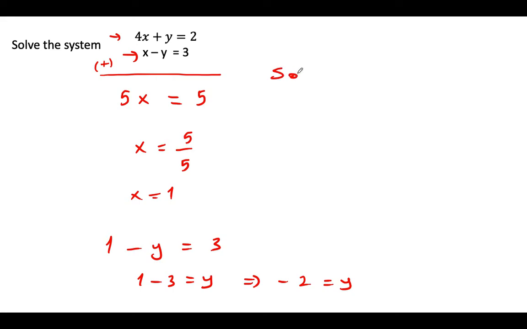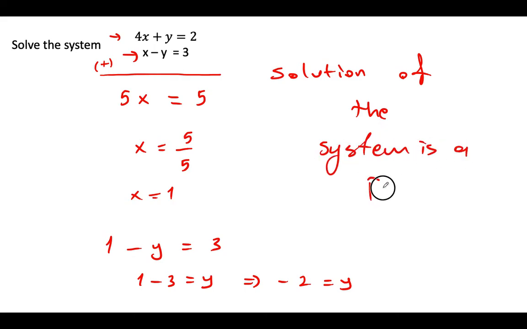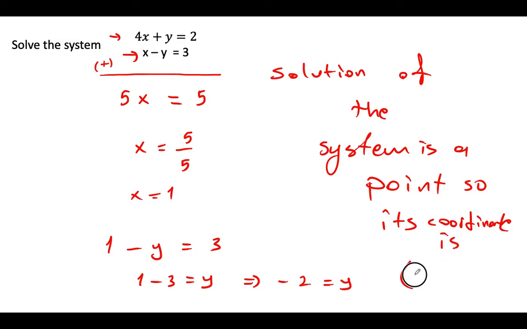So the solution of the system is a point. Its coordinate is x is 1 and y is negative 2. That's it. Now this is by using the elimination.